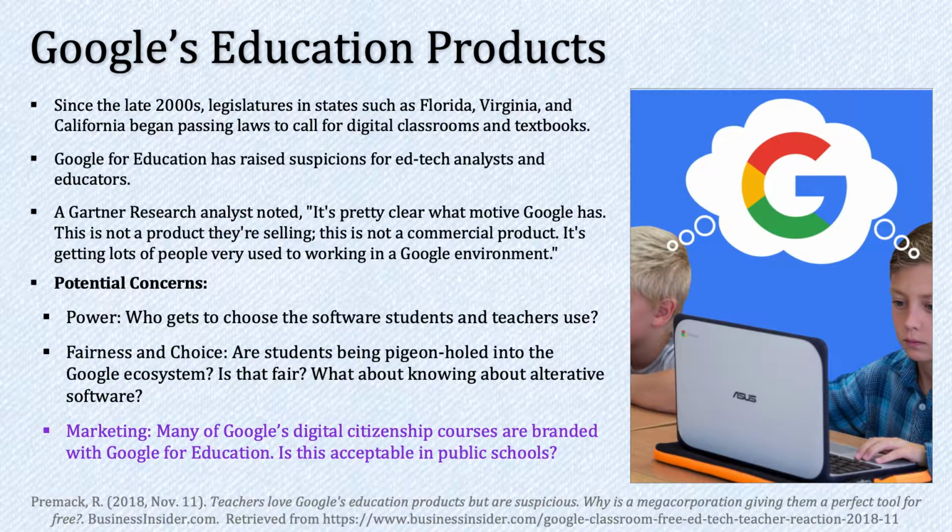A third concern relates to marketing. As you know, public education has been very committed to not allowing corporations to advertise in public schools. However, many of Google's digital citizenship courses are branded with Google for Education. So the question becomes, is this acceptable for this branding to appear virtually in public school related classwork? This is an interesting question. And I think it relates back to the technology pipeline. Who controls the decisions that happen along that technology pipeline?